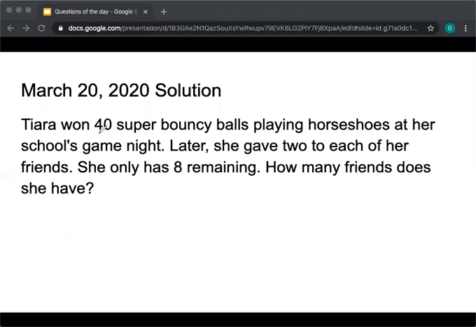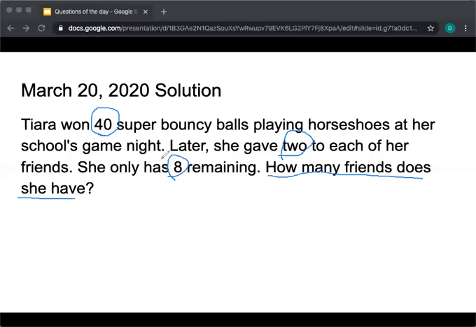Well, remember using cubes. I'm going to circle 40. I also see the number 2 and the number 8. There's a couple of different ways I can set this up, but I know that I'm going to use the number 40, the number 2, and the number 8. So I circled my numbers, underline my question. How many friends does she have?